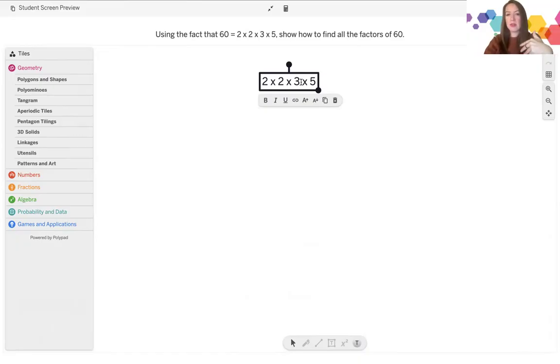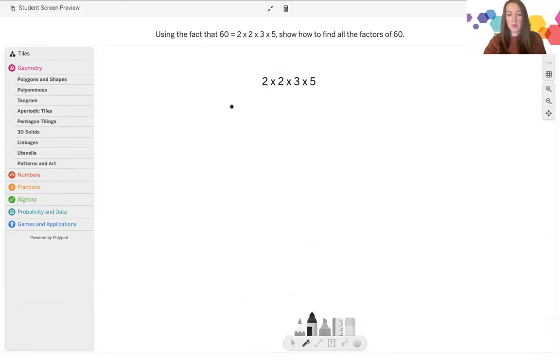So we have been finding the factors of 60 previously by, say, making rectangles out of 60 squares and finding the dimensions of those rectangles, or we've been using trial division with calculators, but we can actually build the factors out of these prime number building blocks. So here's how we can do that.